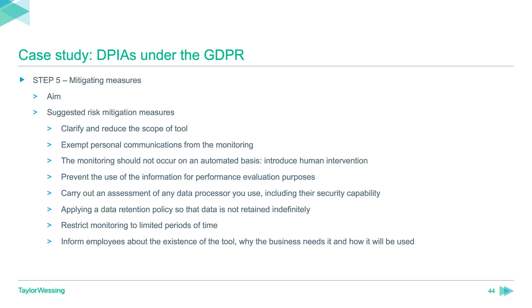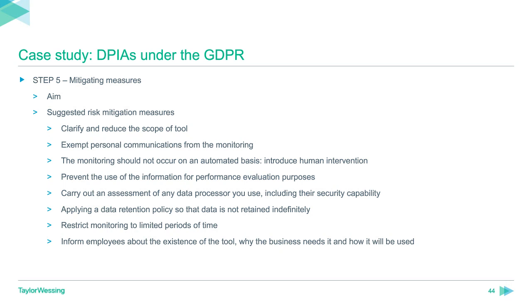Another measure could be that the monitoring should not occur on an automated basis, and to introduce some sort of human intervention, whereby, for instance, your IT team may decide, where an incident has been identified, who that incident should be escalated to. Another point is whether we need to prevent the use of information for performance evaluation purposes, because the scope of the tool is so wide that we may not need to use the tool for that purpose.